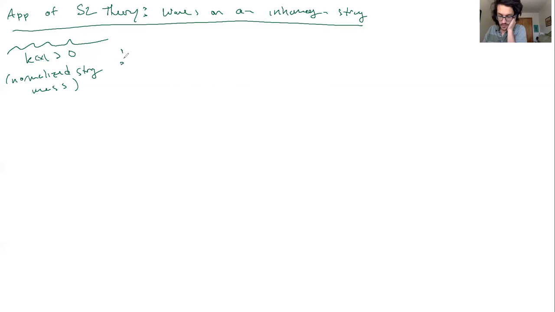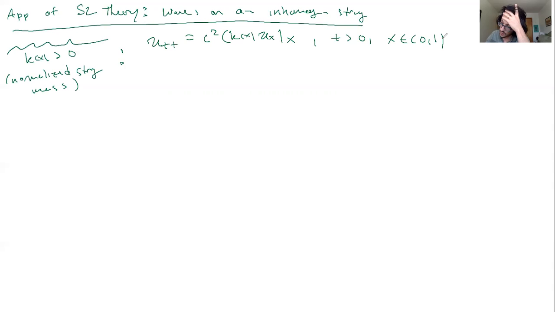And so if we work through the derivation again, we get u_tt equals c squared k of x u_xx, right? This is now our wave equation for the inhomogeneous string. Let's have t be greater than 0. X will go from 0 to 1. Let's pin the ends of the string down so that we have Dirichlet boundary conditions for t greater than 0.